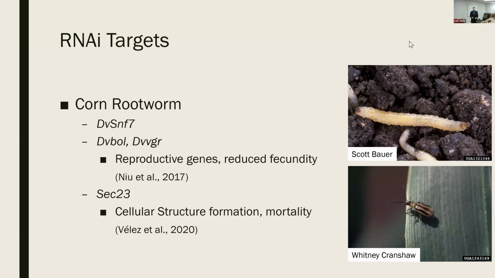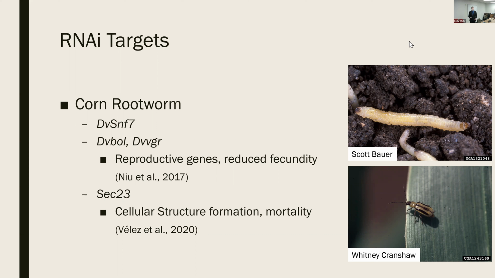There have been a number of RNAi targets that have been studied and are being considered for utilization in insect control. First, for the corn rootworm, as I mentioned, DV-SNF7. This is the most studied thus far target for RNAi and has been commercialized as SmartStax Pro corn rootworm by Monsanto and now Bayer, and should be available within the next few years for producers.